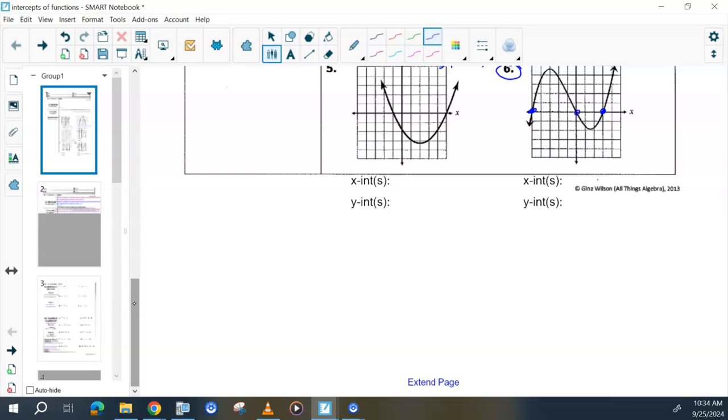0. So we would write that as, how would we write that? So (0, 0) for one of them, yep. What about for the negative 5? (-5, 0). (-5, 0). And then for the last one?